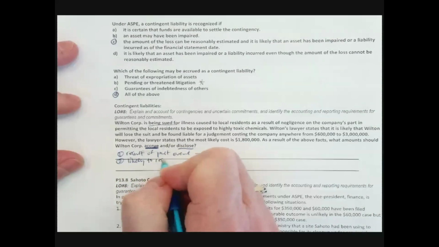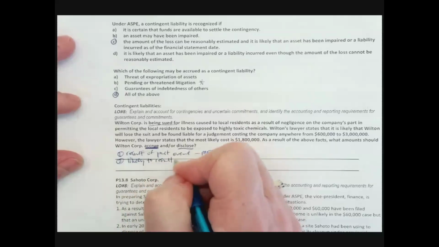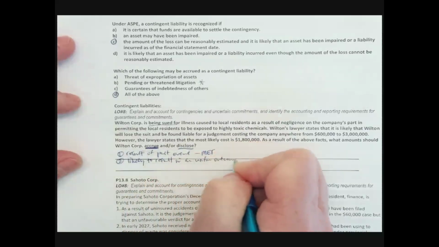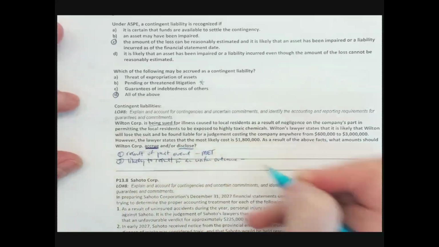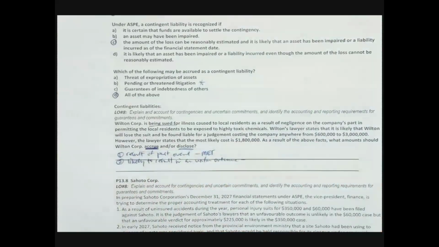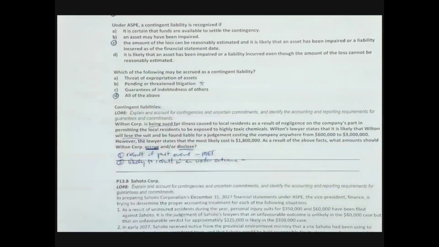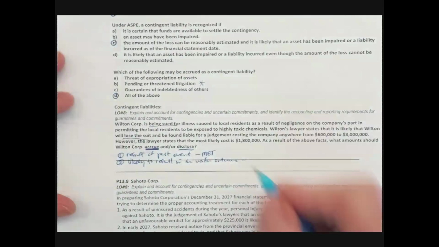The second, likely to result in an outflow. Oh, an unfavorable outcome, how about? Is that met, Ethan? It is met. And you know what makes it good evidence that it was met? A lawyer, someone who's an expert in this litigation stuff, says, you're going to lose. You're going to lose the suit. So look at settling.